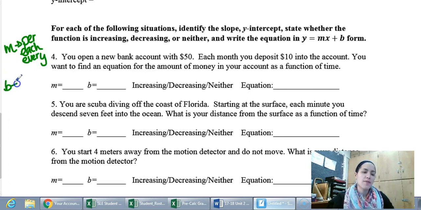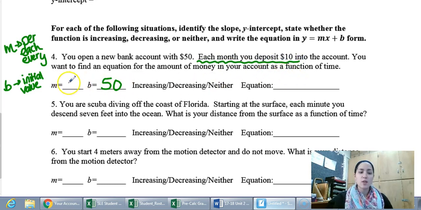And to look for the b value, we're looking for an initial value, an initial amount. So when I read, you open this account and it's got $50 in it. So that tells me that my initial amount of money is 50. And then I see here, each month, you deposit $10. So that's going to be my rate of change, my slope.